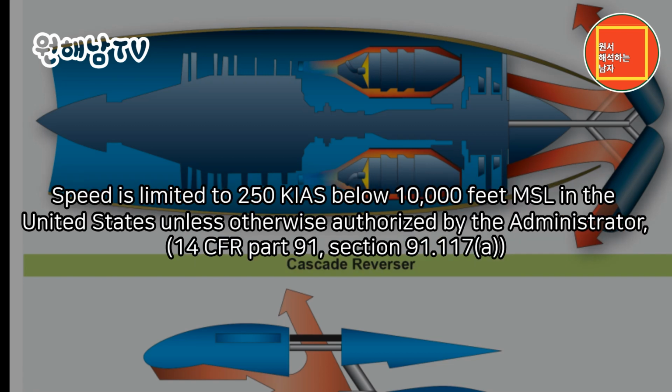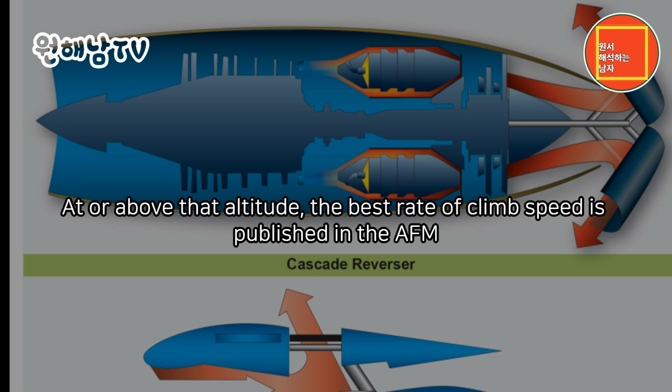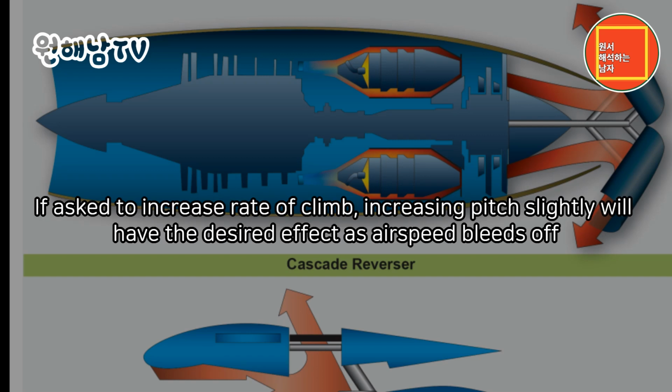Speed is limited to 250 knots below 10,000 feet MSL in the United States unless otherwise authorized by the administrator. 14 CFR Part 91, Section 91.117(a). At or above that altitude, the best rate of climb speed is published in the AFM. If asked to increase rate of climb, increasing pitch slightly will have the desired effect as airspeed bleeds off.